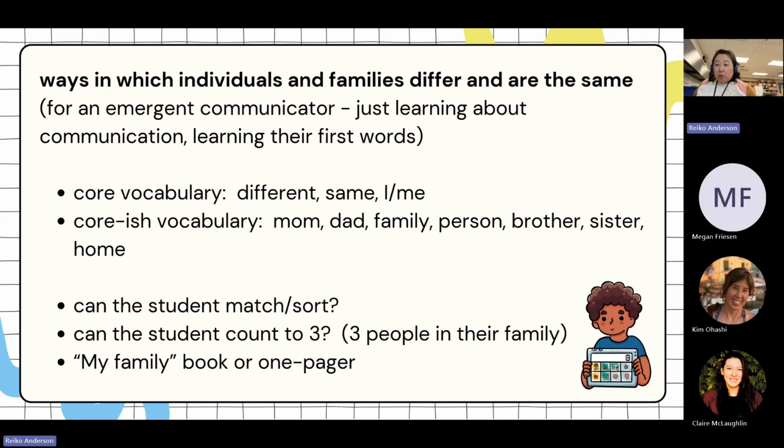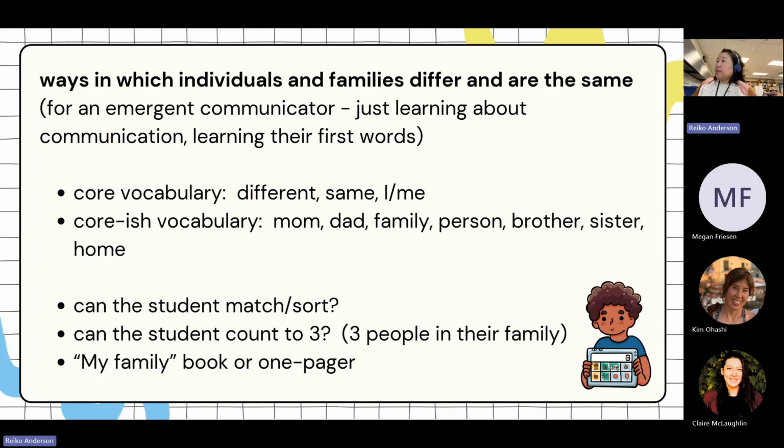A nice learning resource for the student might be a My Family book with just 1 or 2 pages, 1 or 2 words on each page. So you might have one page that says his name, and then another page that says mom, another page that says dad, right? And then another page that says family. And that might be a nice way to start.